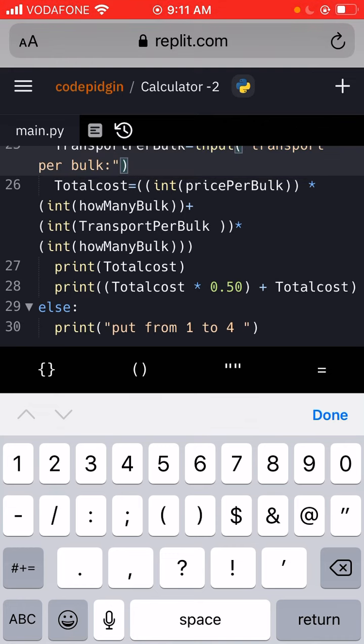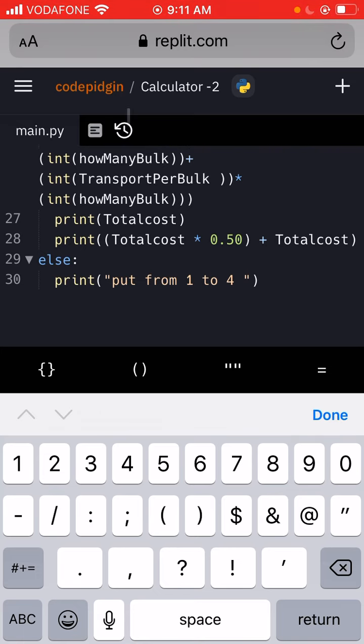So we want to calculate the total cost, which is what it will cost us. So we add 2 things together. The first thing is price per bulk times how many bulks, and transport per bulk times how many bulks. This will give us the amount it will cost us in total to carry the goods to our shop. And after that, we print the total cost, which will cost us, as I just said before.